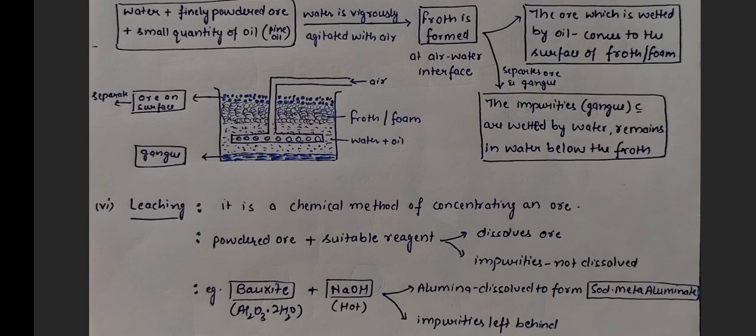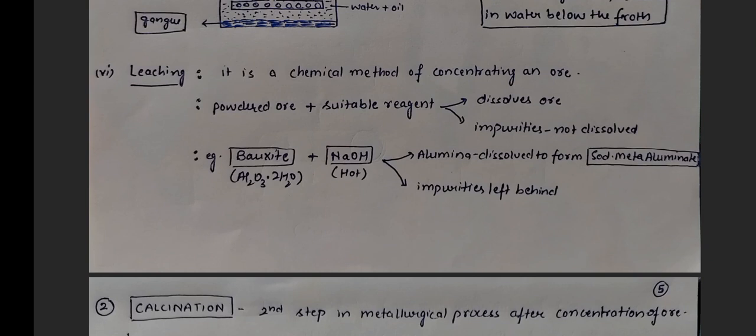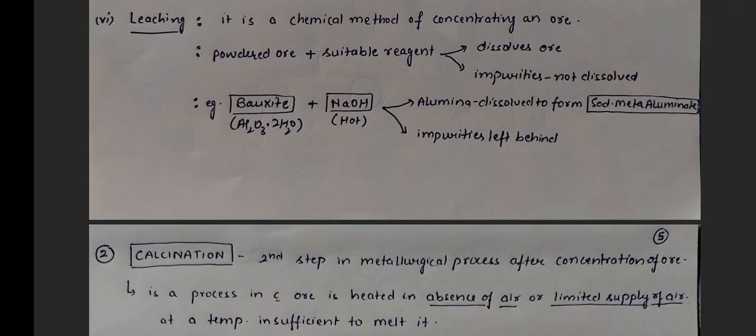Okay. Sixth one is leaching. It is a chemical method of concentrating an ore. Powdered ore plus suitable reagent dissolves the ore and impurities are not dissolved. Example, bauxite plus NaOH. Bauxite is an aluminium ore, that is Al2O3.2H2O. Hot NaOH is taken, from which we get alumina dissolved to form sodium meta-aluminate, and second is impurities left behind.